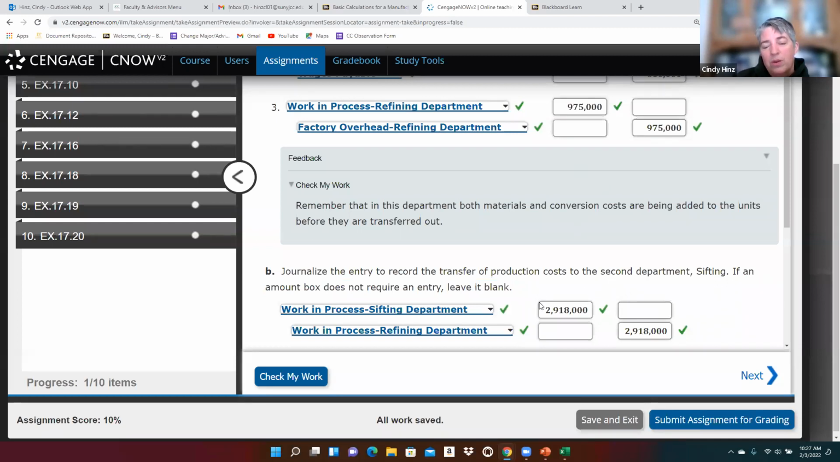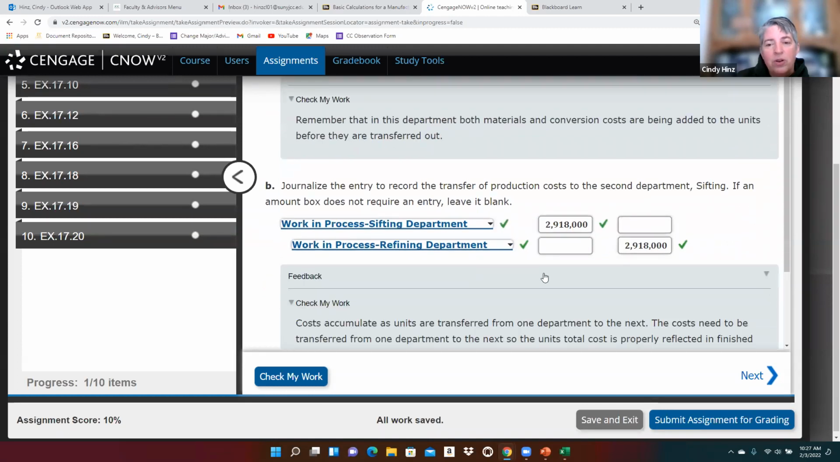But what it really means here is, if you're doing this journal entry, if you have a debit to the work in process sifting department, you can't also have a credit. There should not be some number in here. You can't debit and credit the same account on the same line or even in the same transaction. That doesn't make sense. So you'd leave it blank mostly when doing a journal entry like this: if you have a debit, there shouldn't be anything in the credit box. If you have a credit, there shouldn't be anything in the debit box.